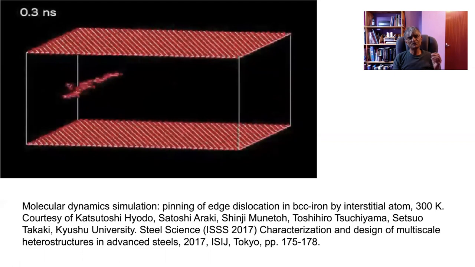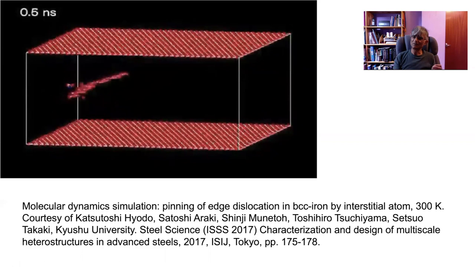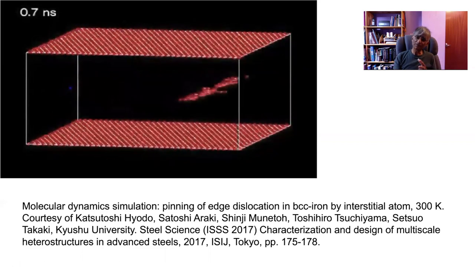But you can see even just an interstitial atom can pin a dislocation for a significant fraction of its time as it passes through the crystal. In this simulation, you're only seeing the atoms which are not at a particular average position because of the distortion at the core of the dislocation and so forth. So a single interstitial atom can reduce the mobility of the dislocation.